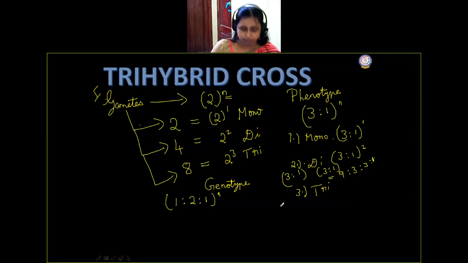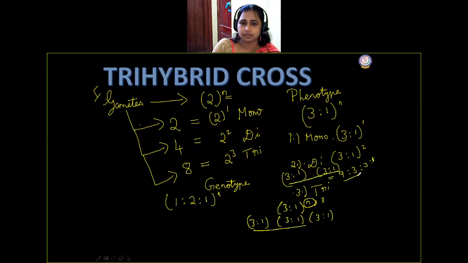Trihybrid ratio, if you take it 3 times, 3 is to 1, the whole power n. So 3 is to 1, 3 times you will write it, 3 is to 1 into 3 is to 1. Why? It is 3 times, the n is nothing but 3, because it is trihybrid. So this we know already the answer. You can see here, this is the answer. So I'm writing here 9 is to 3 is to 3 is to 1 into 3 is to 1.